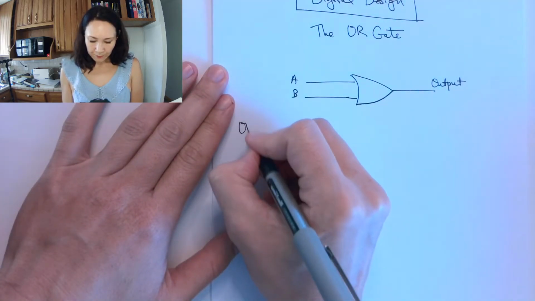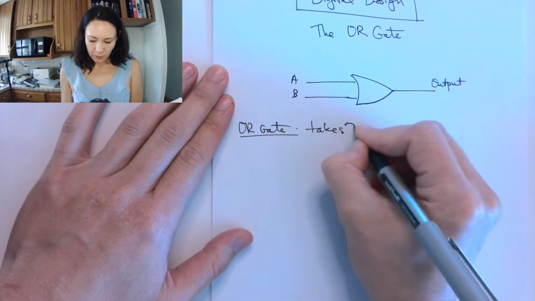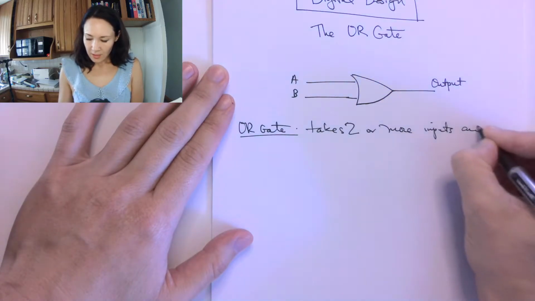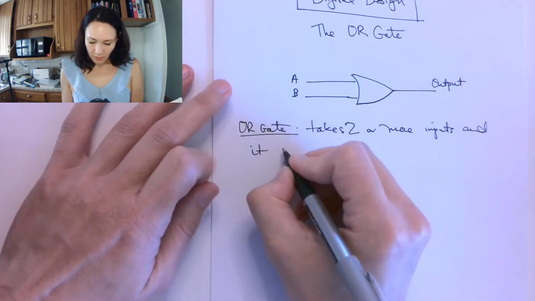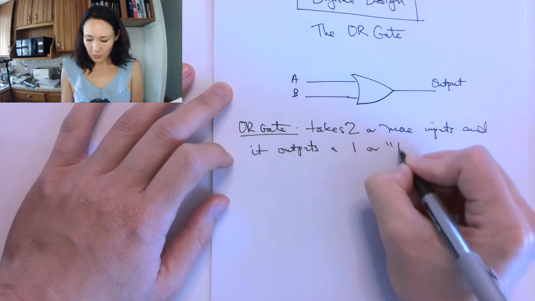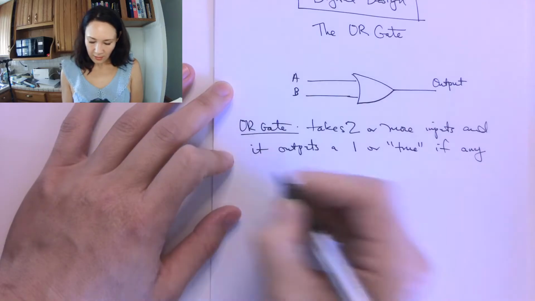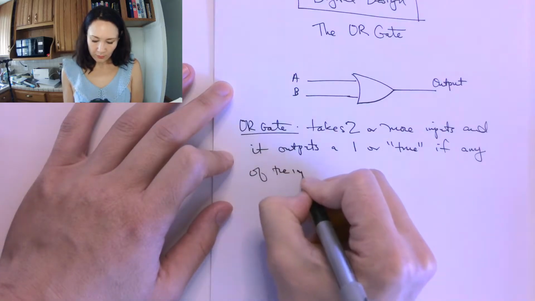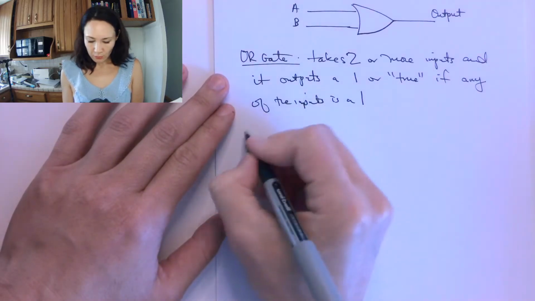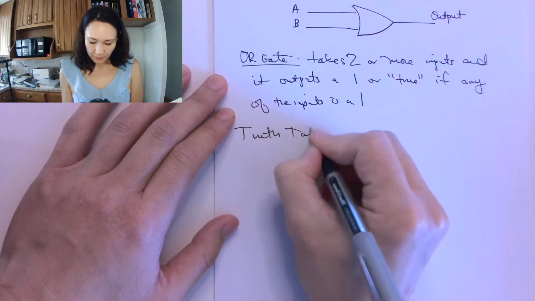So the OR gate takes two or more inputs, and it outputs a 1 or a logical true if any of the inputs is a 1. Okay, so let me show you the truth table for just this 2-input OR gate.